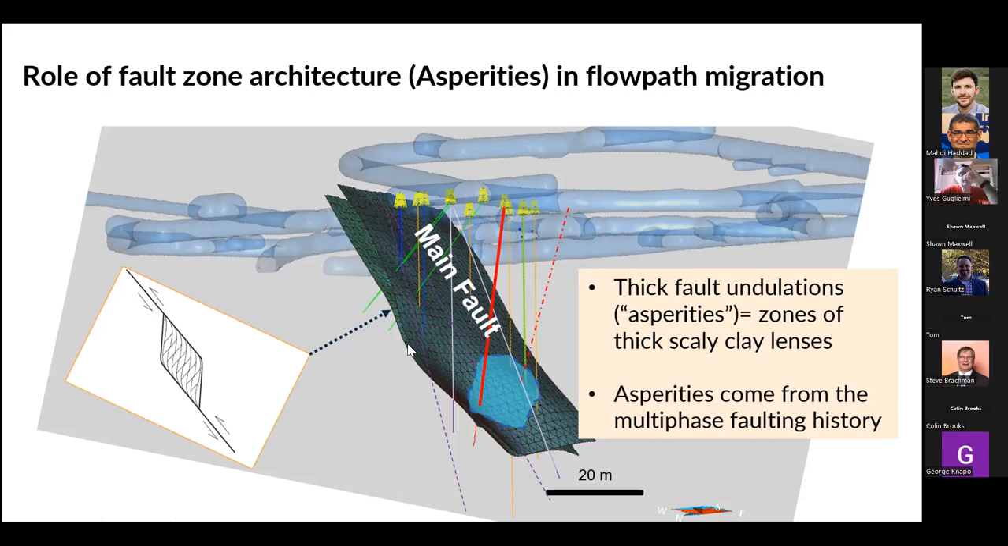And we think that these undulations, which we also call asperities, of course come from the multiphase history of the fault, but they also correspond to the thick zones where you find most of the highly deformed scaly clay in the fault.